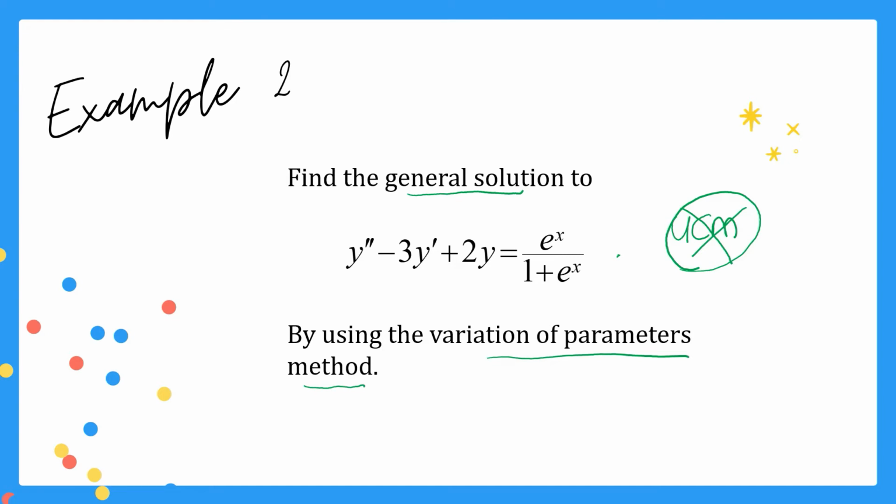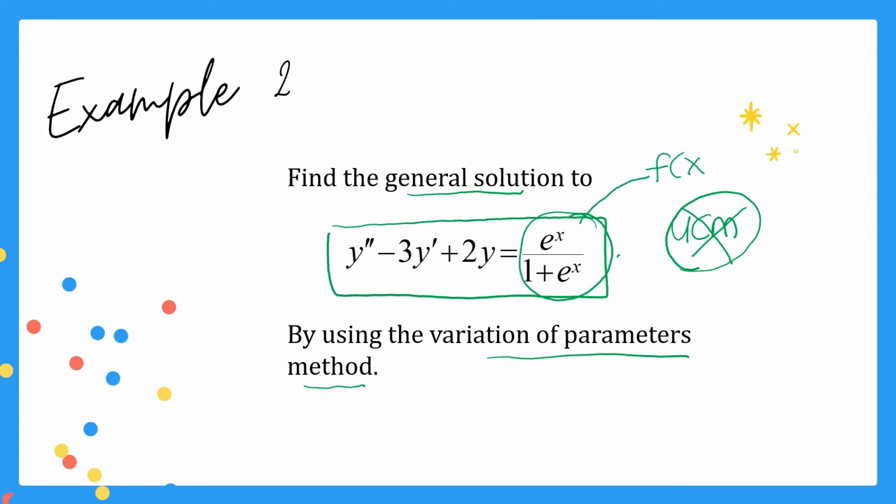Okay, but before that, let's take a look at the conditions in order to apply the variation of parameters method. First of all, you must have a non-homogeneous equation. We have a non-homogeneous equation because our f(x) is non-zero, right? And then the second condition is we must have constant coefficients of second order.